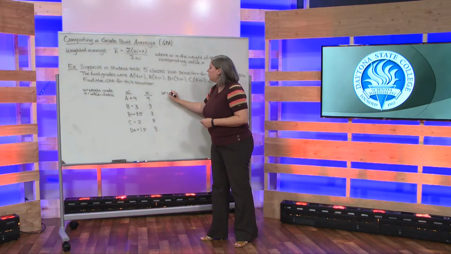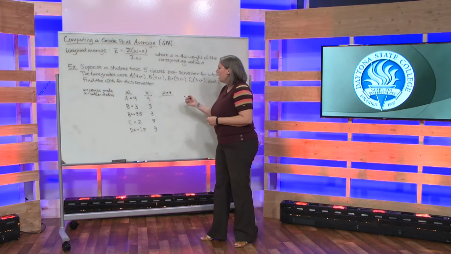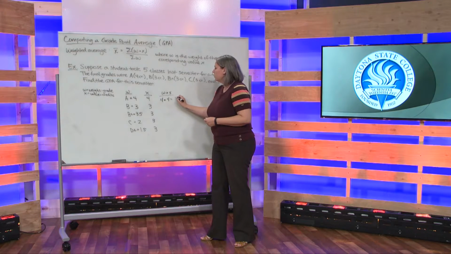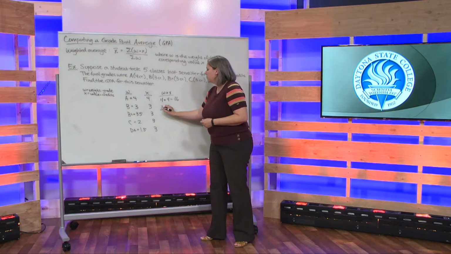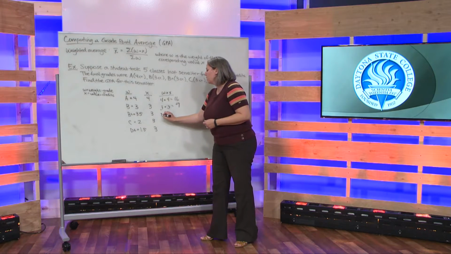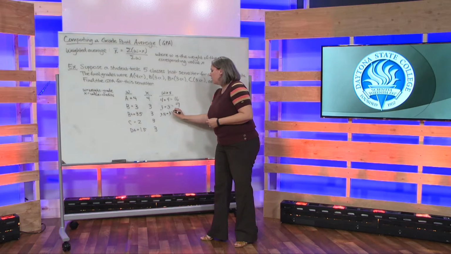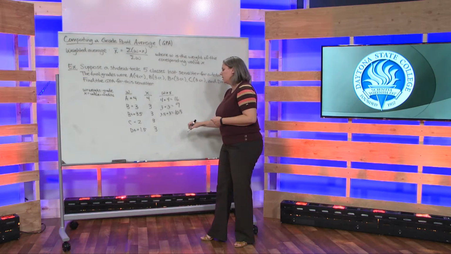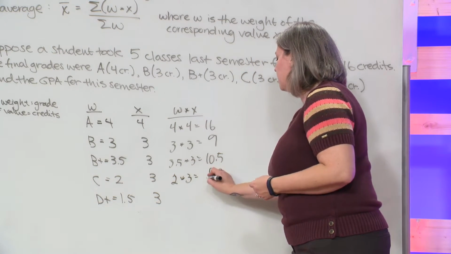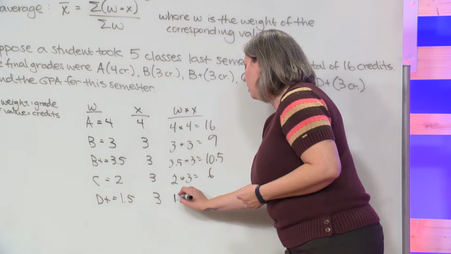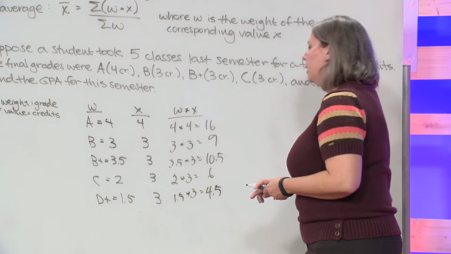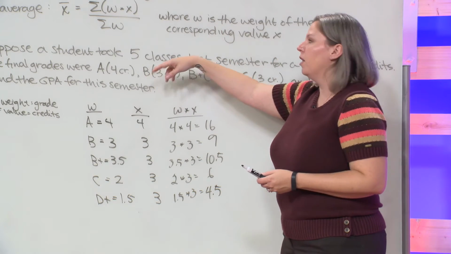So I'm going to need to take W times X. So 4 times 4 gives me 16. 3 times 3 gives me 9. 3.5 times 3 gives me 10.5. 2 times 3 gives me 6. And then 1.5 times 3 gives me 4.5. So I'm just really following the formula here.